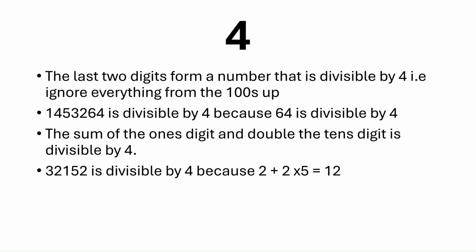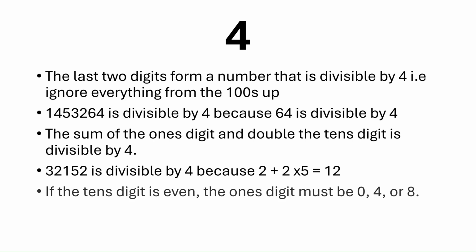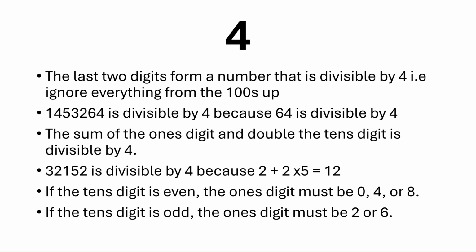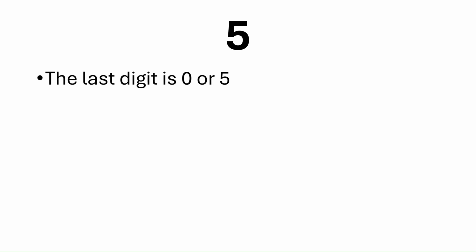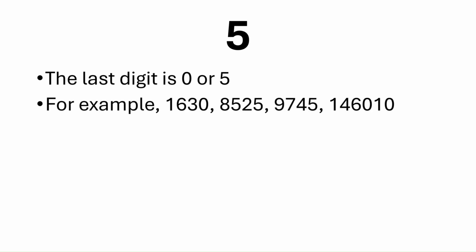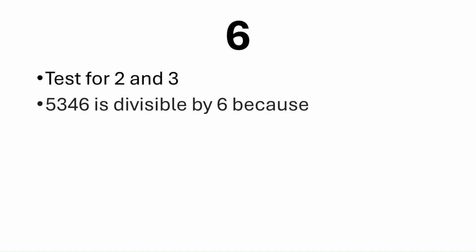Alternatively, if the 10's digit is even, the 1's digit must be 0, 4, or 8. If the 10's digit is odd, the 1's digit must be 2 or 6. 5. The last digit is 0 or 5. For example, 1630, 8525, 9745, 146010.